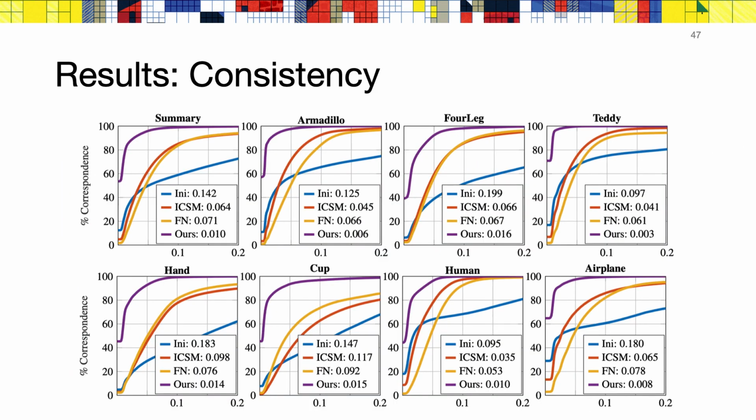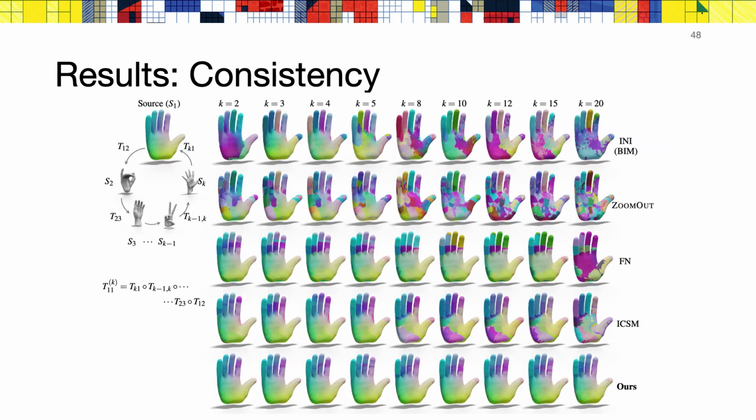In this figure, we evaluate the consistency for the SHREC'07 dataset. We collect all pairs of maps from the map network and measure how close their composition is to identity maps. Again, our method returns significantly more consistent maps than the baselines. In this figure, we randomly sampled cycles of varying lengths among 20 hand models and visualize the composition of the maps along the cycles. We can see that our result is pretty stable with respect to the increase of the cycle length, while the baselines can only hold for small cases.